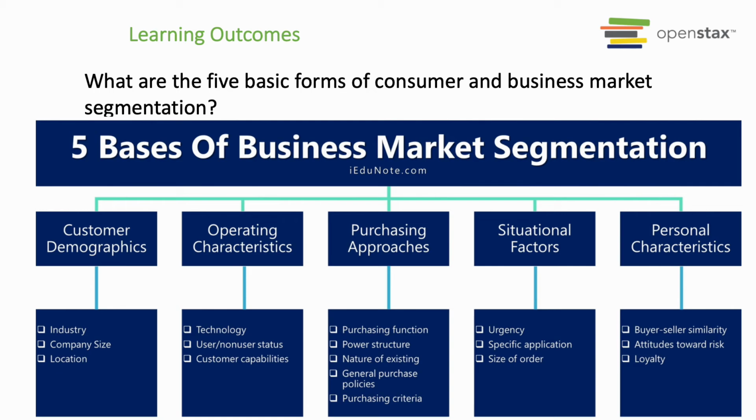Then we do have the personal characteristics of the market segmentation. One of them is the buyer-seller similarity. One of these is the attitudes toward risk. And one of them is the loyalty. I also gave you the example of loyalty in the previous slide, where I was talking about the fact that when people do a post-purchase evaluation, they will stay loyal to you. They are going to continue to buy from you, and they are also going to talk about the value of your product to their entourage or their environment.